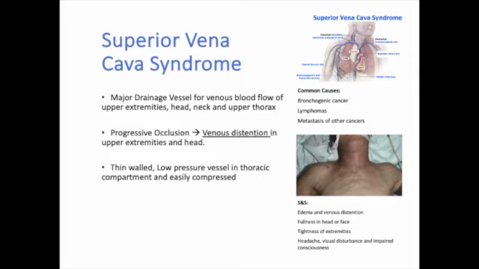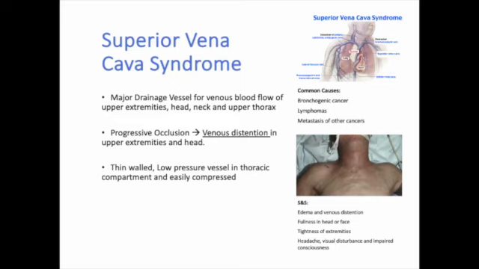Whenever there's progressive occlusion, we will start to see venous distension in the upper extremities and in the head. Thin-walled, low-pressure vessels in these thoracic compartments can be easily compressed. And what you'll see is edema, venous distension. You'll see fullness in the head and the face. They'll feel tight in the extremities. And oftentimes, you will have patients complain of visual disturbances, headache, and it can often lead to impaired consciousness.